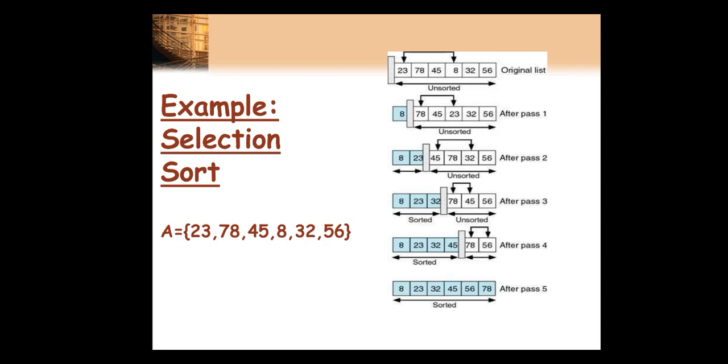Now here we are taking one example where we have six elements in our array. First is 23, second is 78, third is 45, then 8, then 32, and then 56.